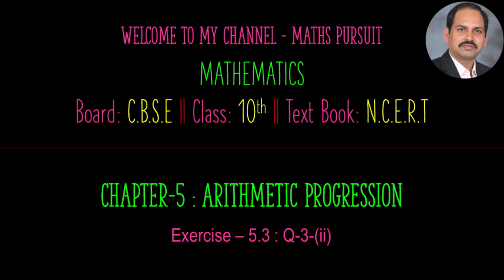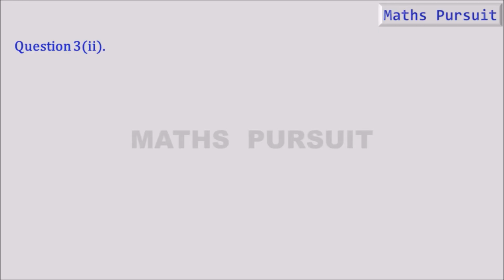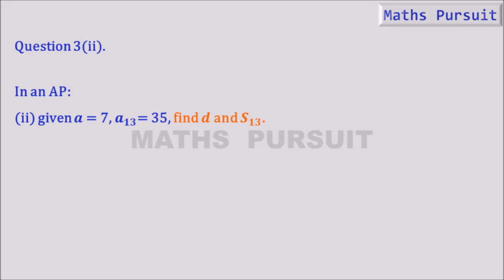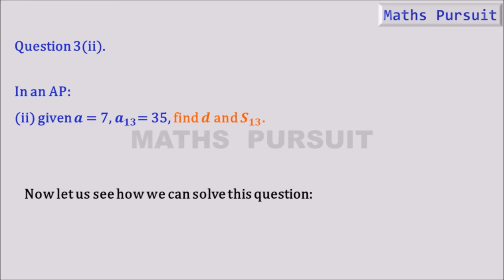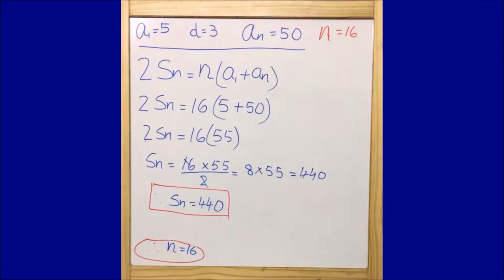Today we are going to look into exercise 5.3 question 3 bit 2 from chapter 5 called arithmetic progression. So let's see what exactly is given in question number 3 bit 2. It is given that in an AP, A is equal to 7, A13 is equal to 35, find D and S13. Now let us see how we can solve this question. Solution.